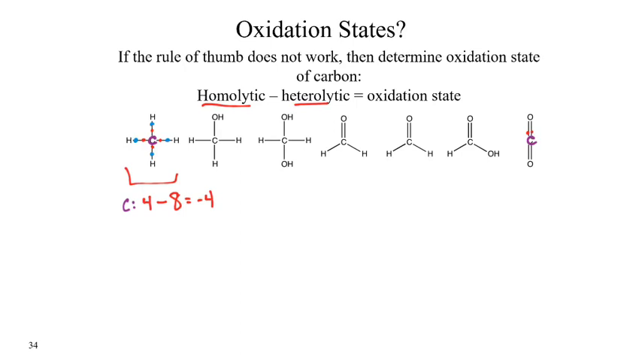Again, if we color code our electrons in those bonds, that can help us evaluate this. Okay, the homolytic cleavage again says 4. Okay, and now heterolytic cleavage. How many electrons does the carbon get to take? Well, it's connected to oxygens. Oxygens are more electronegative than the carbon, which means the carbon doesn't get to take any electrons. So 4 minus 0, and I would get a plus 4. Okay, the oxidation state for carbon in its fully oxidized system is a plus 4.